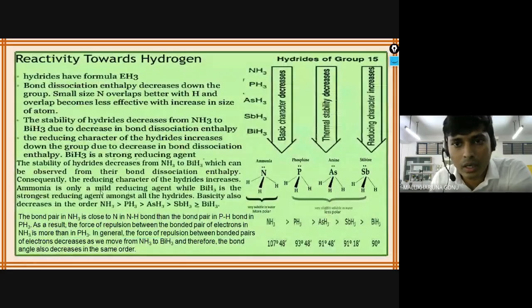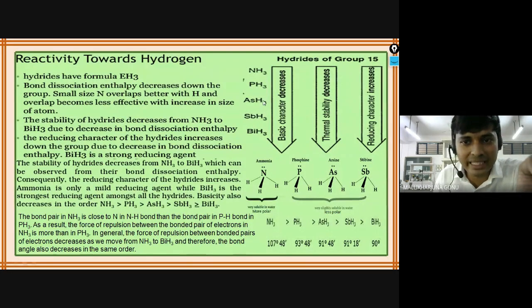So what is the first one? Which character have we seen first? Can anybody tell? Reducing character? Reactivity towards hydrogen, sir? No, I am not asking that. The first one is basic character, then thermal stability, then reducing character. Why does basic character decrease down the group? That we will check first. You have to understand that property clearly.